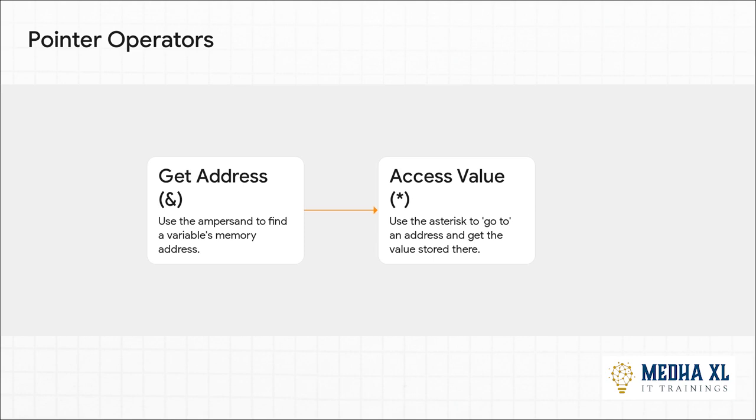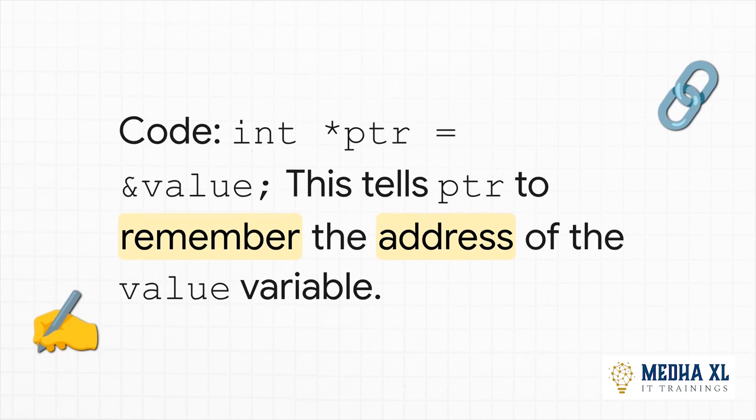Then there's the asterisk, star. This is the opposite. It's the go-to operator. You give it an address and it goes there and fetches whatever is inside. And here's what that looks like in code. We're declaring a new variable, ptr. That little asterisk tells the computer, hey, this ptr variable isn't going to hold a regular number, it's going to hold the address of an integer. And what address do we give it? We use the ampersand on value. So we're literally telling ptr, your only job is to remember where value lives.